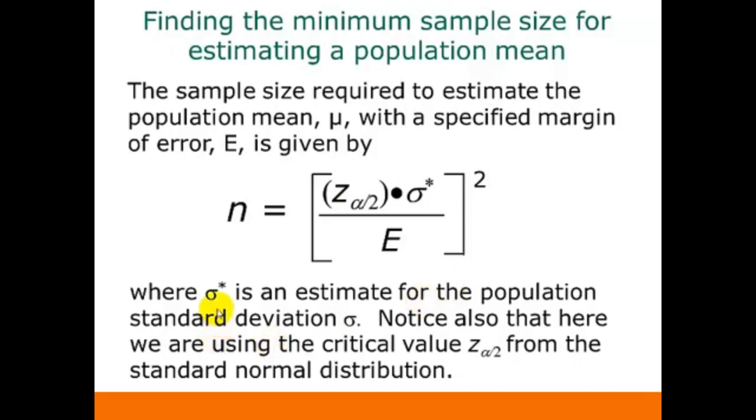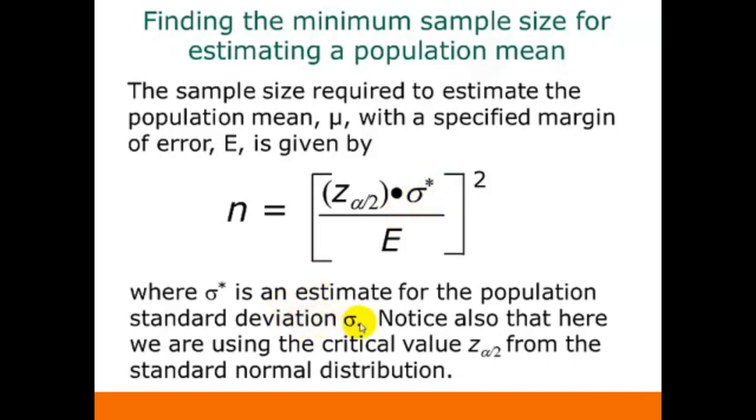For one thing, we have the sigma star. That's an estimate for the population standard deviation sigma. Because again, if we haven't yet selected our sample and gotten sample data, then we don't have a sample standard deviation. So this is just estimating the standard deviation however we can.